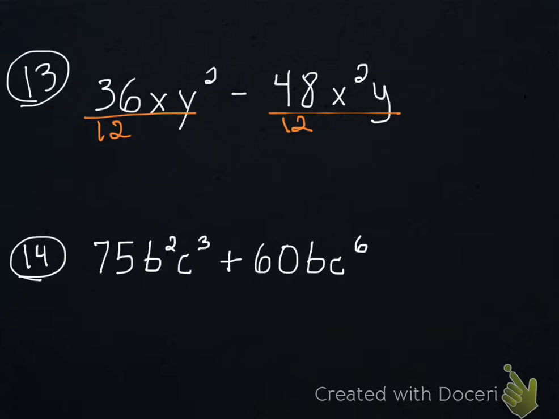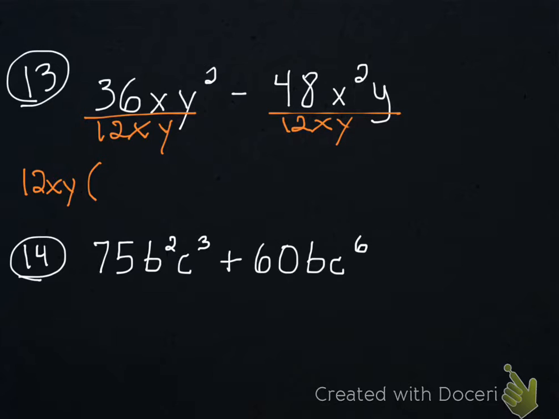Now let's look at the x's. I have 1 x in the first term, 2 in the second. So the most I can take out is 1. Now look at the y's. I have 2 in the first term, 1 in the second. I only can take out 1. Whatever that highest is, that's all I can take out. Okay, so 12xy is the GCF. That is the greatest common factor.